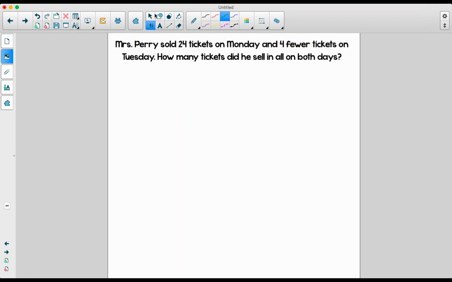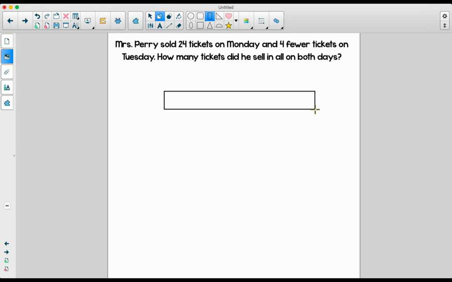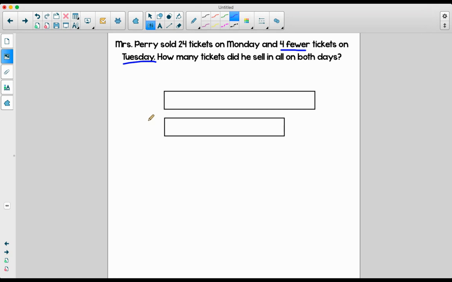The last way we could have thought about this was with a bar graph. So we know she's going to have 2 bars, and when we set these up, we do a long and a short bar. I know that she sold 24 on Monday and 4 fewer on Tuesday, which means 4 less on Tuesday. So I know that Tuesday is going to be the smaller one, and Monday is going to be the longer one. And I know that Monday had 24.